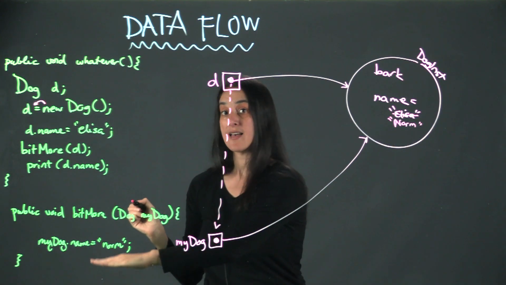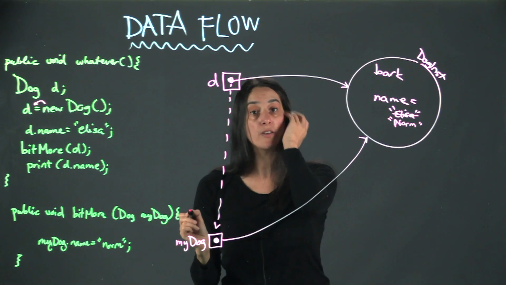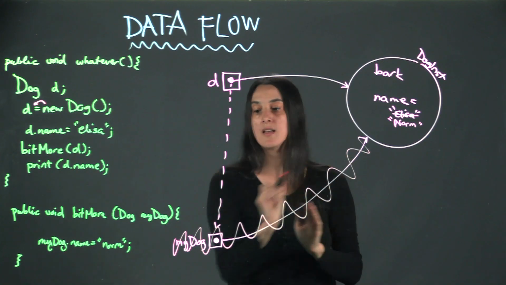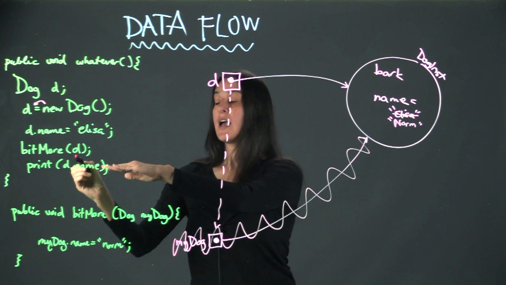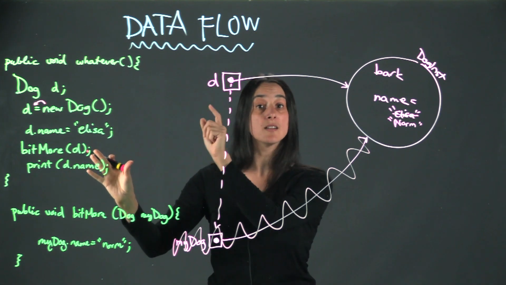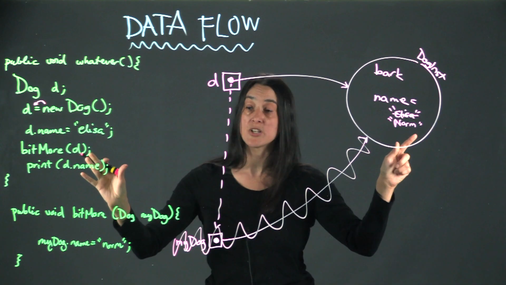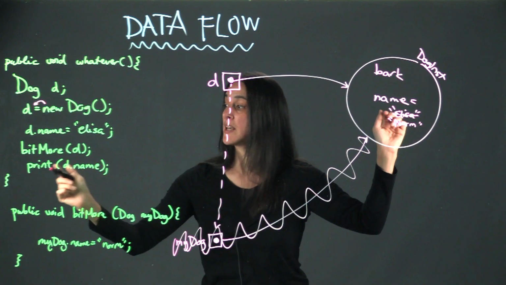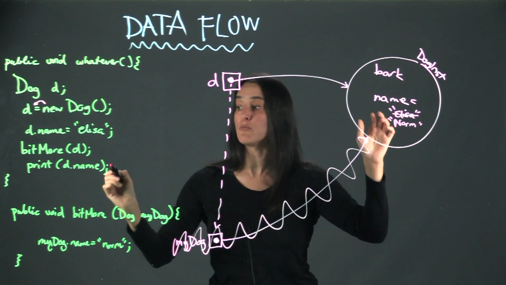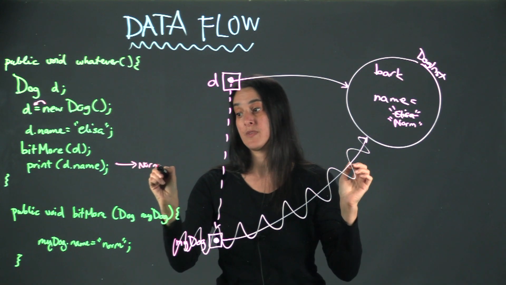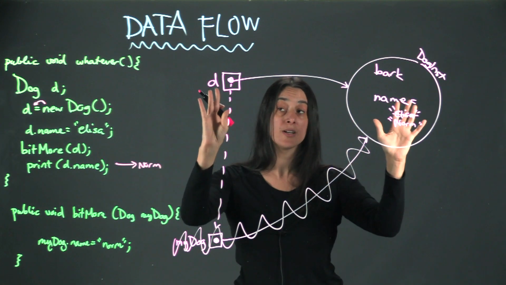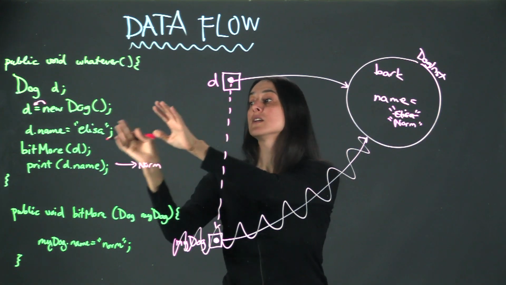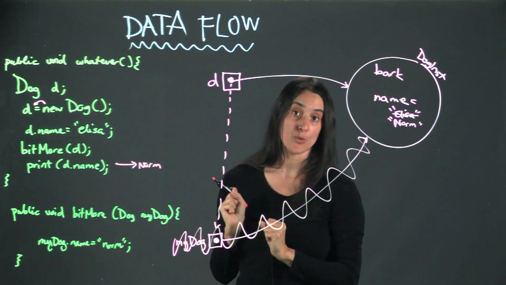And then when this method ends, this local variable dies. So this whole thing goes away when this method ends. And we return back to here, and we still have D, however. D is still a live reference to this same object. So we can still get at this object. And so now if we print D.name, what will come out is Norm, because we have changed it in this place, referred to something within this local scope.